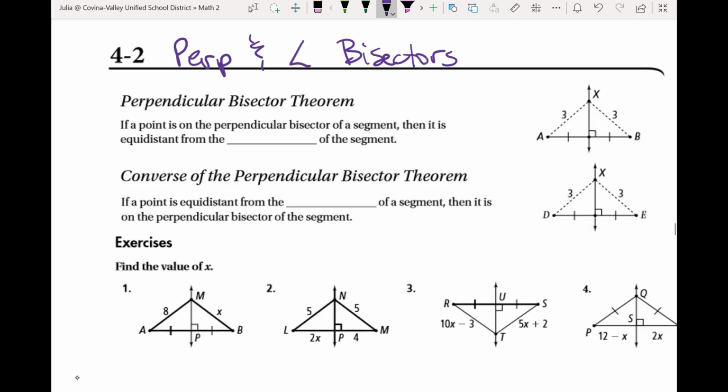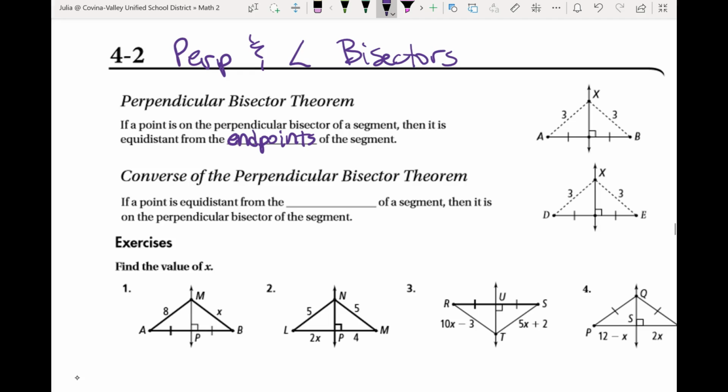Now you guys know how to name them in a picture or in a drawing, but you now need to know how to be able to solve for a missing part. So first of all, quick review. If a point is on the perpendicular bisector of a segment, then you're going to know that it's equidistant from the endpoints. Okay, a perpendicular bisector has to be perpendicular, and it has to cut the segment in half.